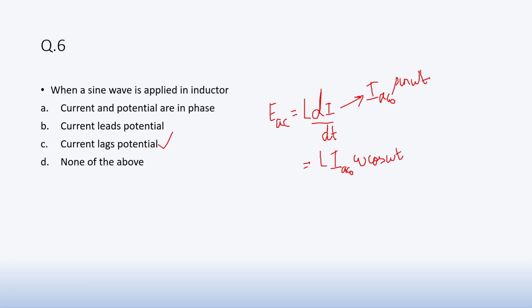Now you already know that E_AC can be represented as E_AC naught sine omega t. This is the wave which I am applying.